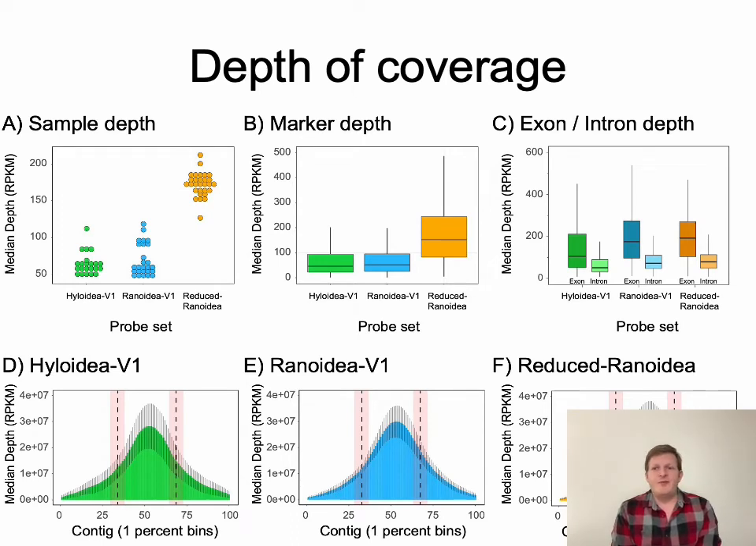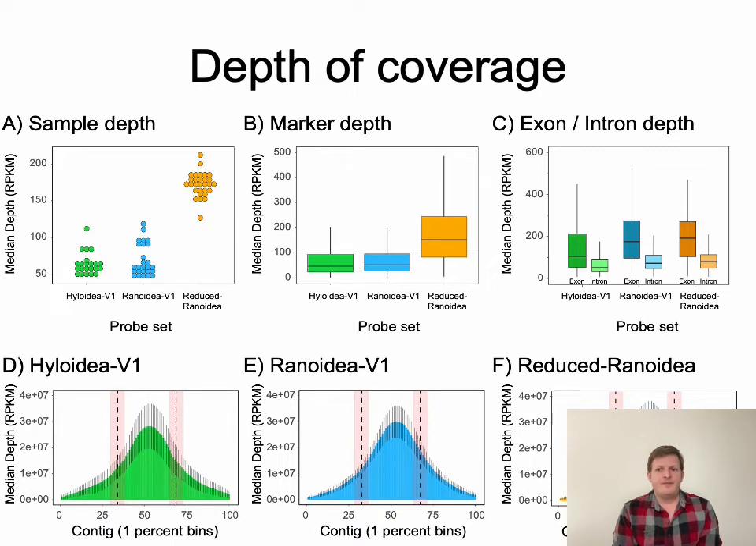Importantly, we wanted to address whether the reduced design led to an increase in depth of coverage for the target loci, which could be used for more confident variant calls in population genetics studies. The top row of figures has the probe set on the x-axis, Hyloidea, Ranoidea, Reduced-Ranoidea, and the normalized depth on the y-axis. The depth was normalized using RPKM, which scales the amount of sequencing depth for each sample so that the samples can be compared to each other. And when these samples are rescaled, we find that the Reduced-Ranoidea has about 2 or higher depth than the other samples.